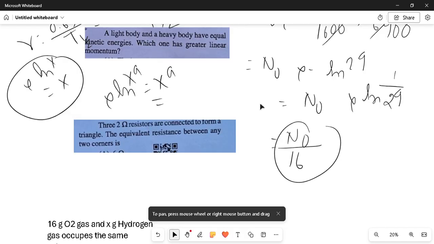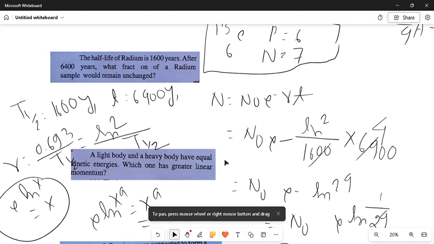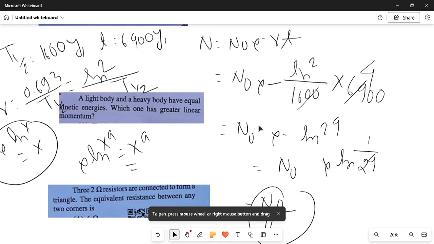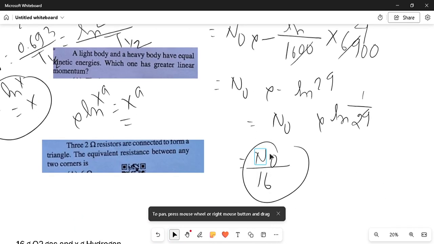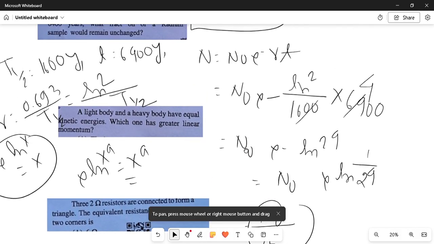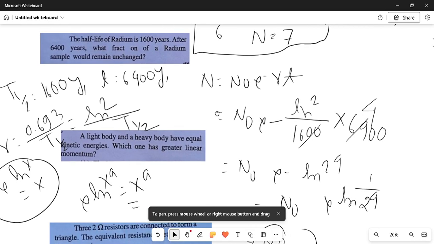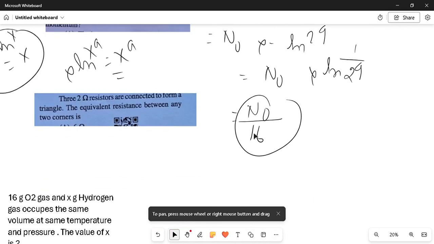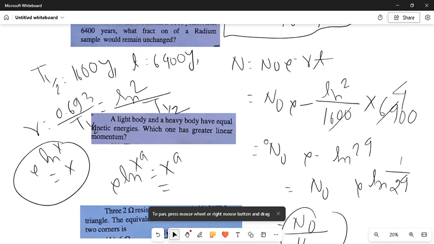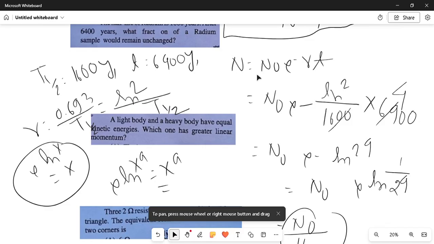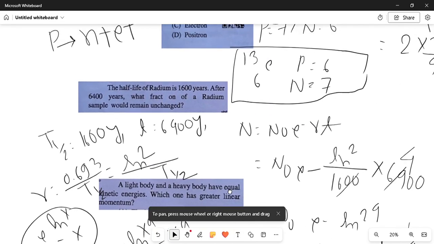So the question is, what fraction of the radium sample would remain unchanged? At t equal to 0, the number of radium nuclei is N0, and after 6400 years, the number would be 1 by 16 of N0. Good. We just have to use this formula, N is equal to N0 e to the power minus lambda t. Very easy question. We just have to remember this formula.